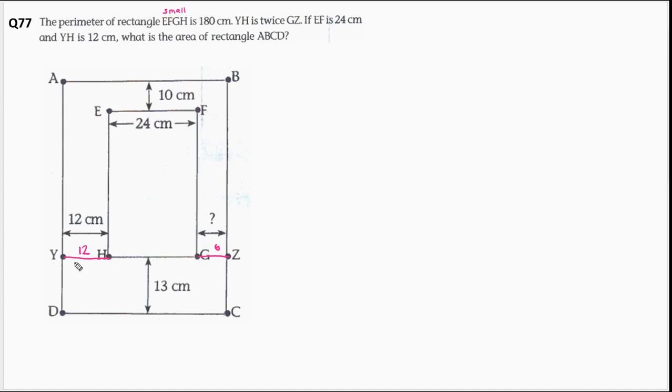Right, you're happy with that so far. What else? If EF, where's EF? Here we go, EF. If EF is 24 centimeters, that's what they've got labeled here, and YH is 12 centimeters, that bit there, we're being asked what is the area of rectangle ABCD. ABCD, that's the large rectangle.